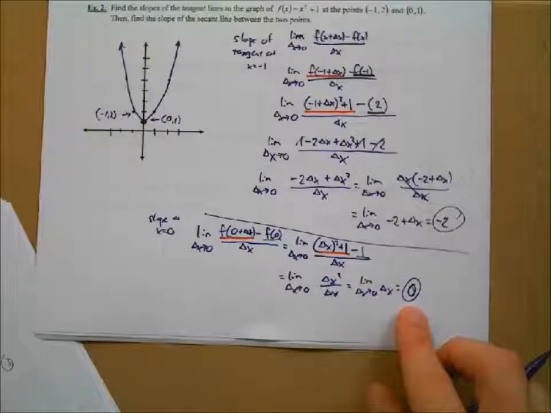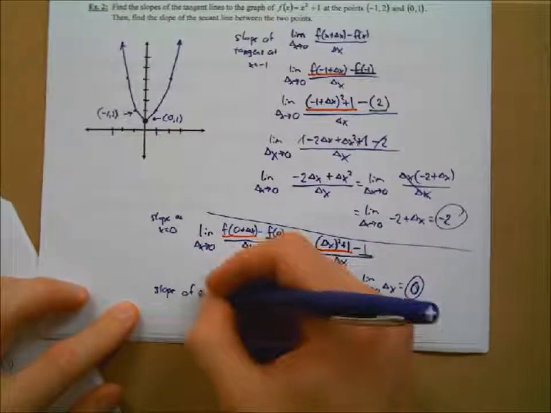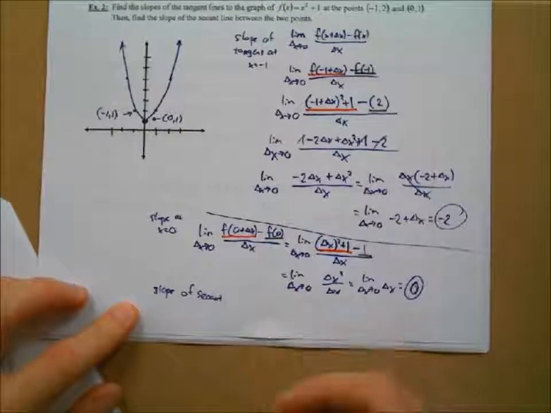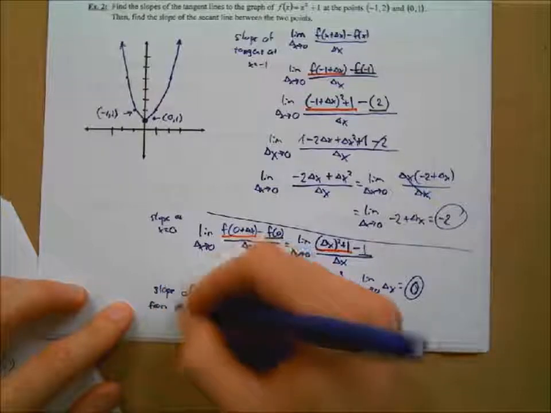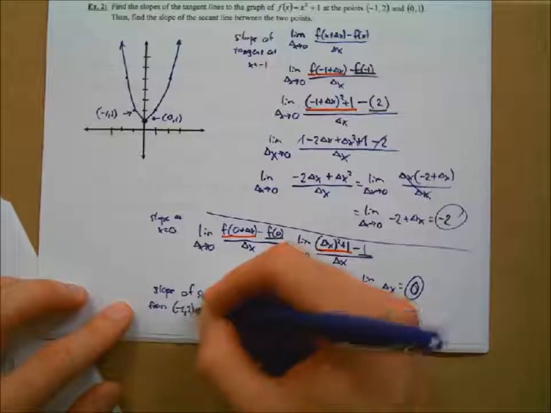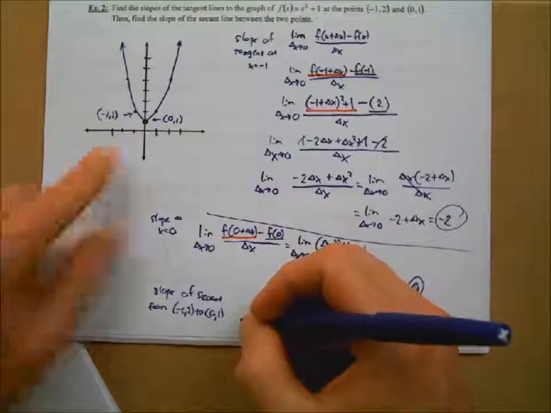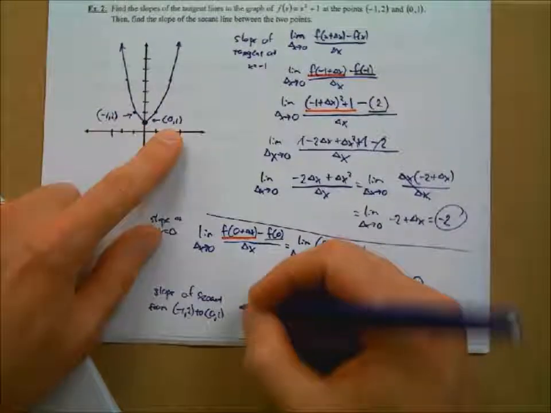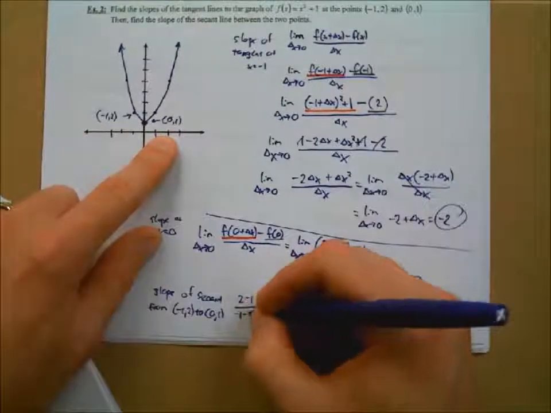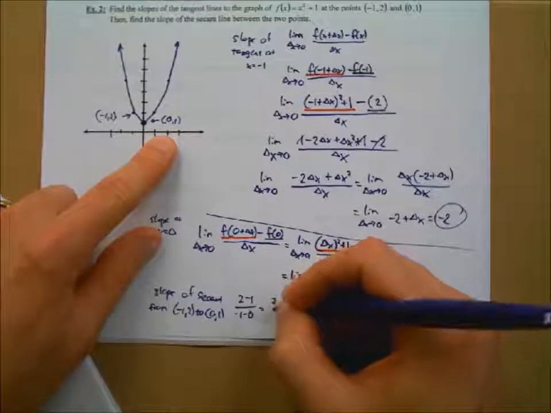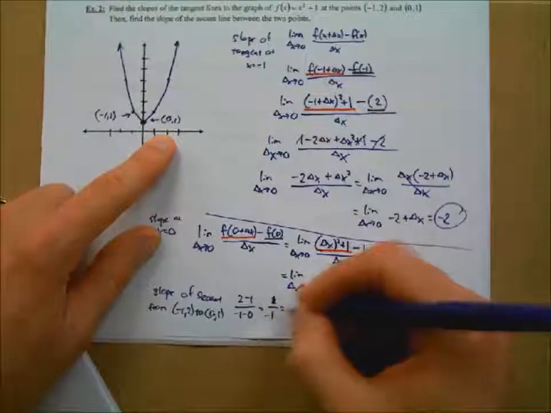Okay. Compare those instant slopes to the slope of the secant between -1, 2 and 0, 1. The slope of the secant there, if we just did the slope formula, we could do 2 minus 1 over -1 minus 0. We get 1 over -1, which is then -1.